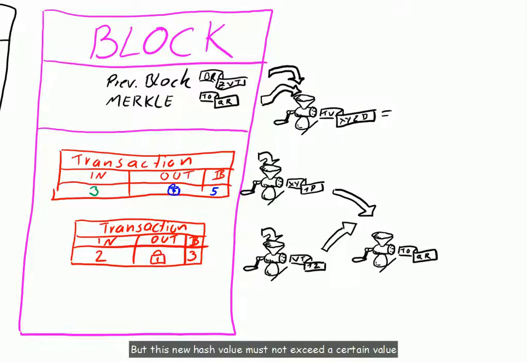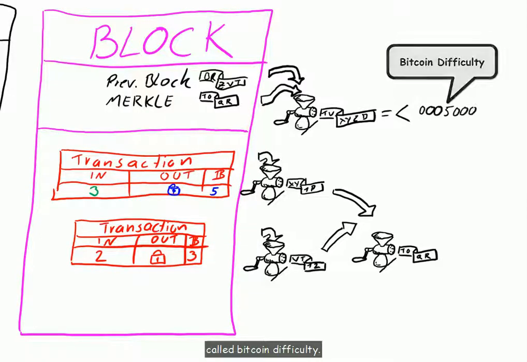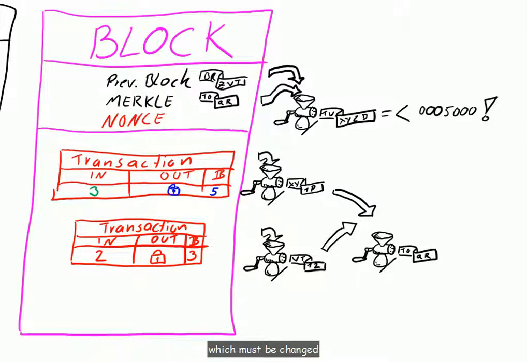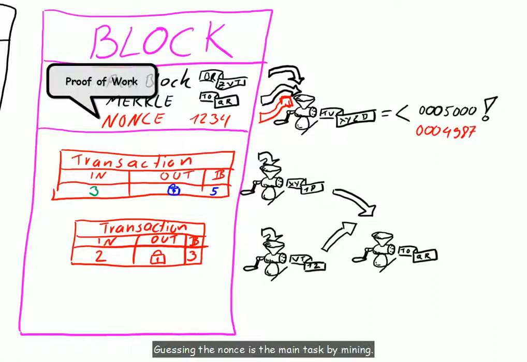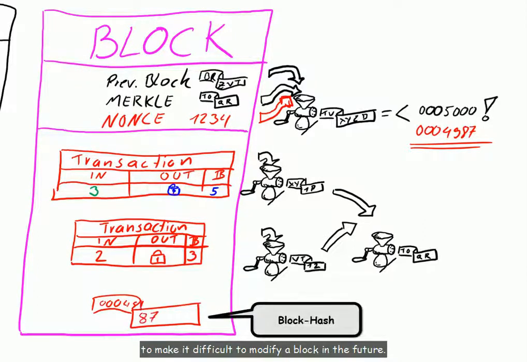But this new hash value must not exceed a certain value called Bitcoin difficulty. For this task, a counter called nonce is placed in the header, which must be changed until the resulting hash meets the requirements. Since there is no way to draw conclusions from the hash to the original value, guessing is the only way to find a conclusion hash value. Guessing the nonce is the main task of mining. This process deliberately slows down the mining process to make it difficult to modify the block in the future.